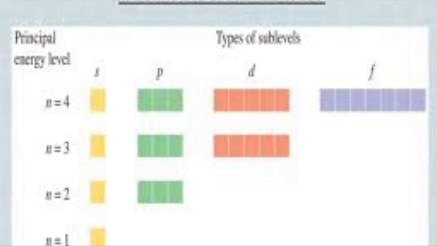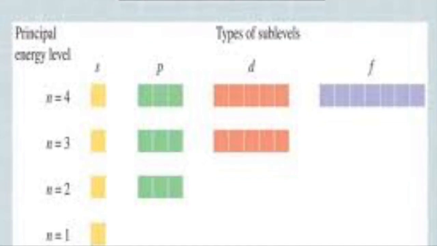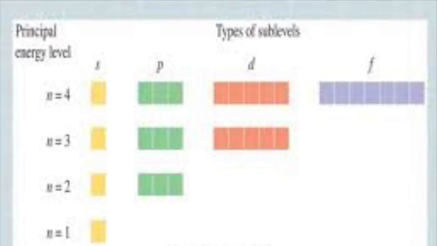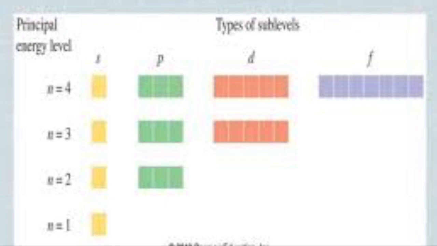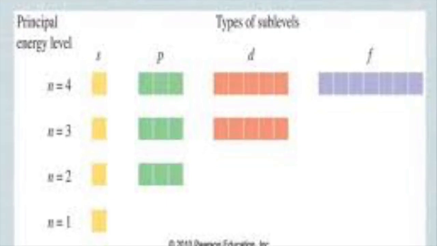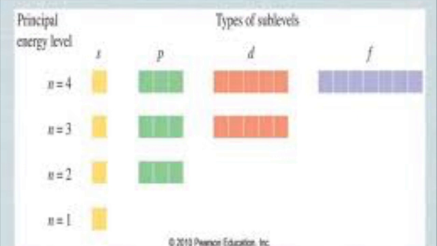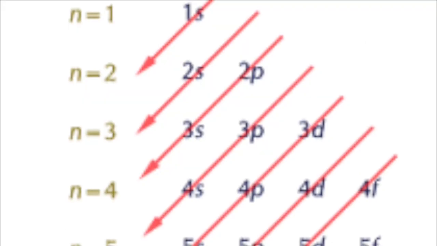etc. So those are the main levels, and then there's SPDF. So those are the sub-levels. S is first, P second, D third, and F last. And most of them aren't going to have an F, but towards the bottom where they have a lot of electrons, that's where they'll have the most in all the sub-levels.